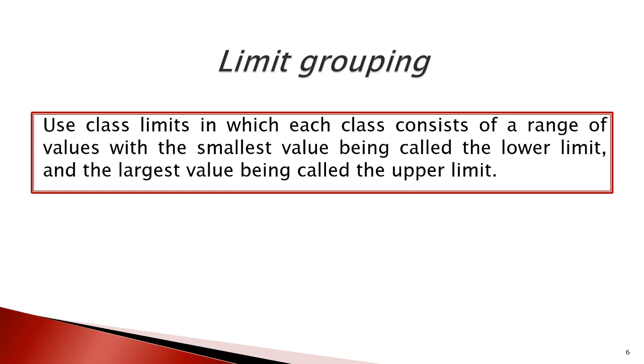Now let's move to the second definition and also the second method that is used to group quantitative variables. That is limit grouping, which defines classes using class limits. Here each class consists of a range of values. We call the smallest value of this range the lower limit, and the largest value of this range the upper limit. That is the definition of limit grouping.